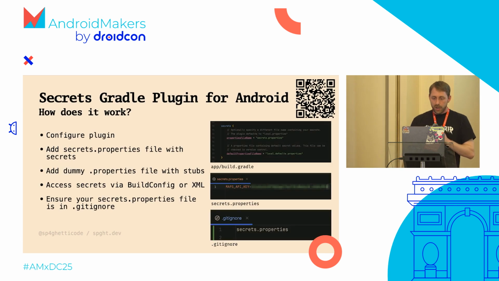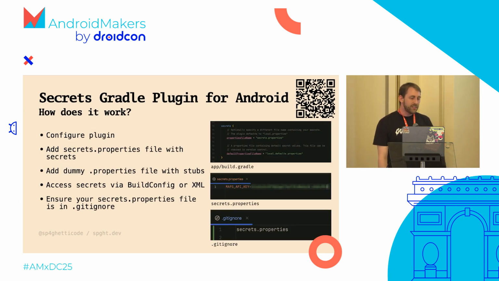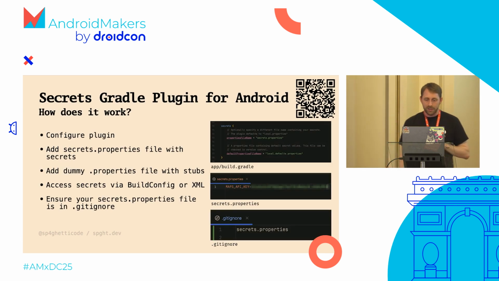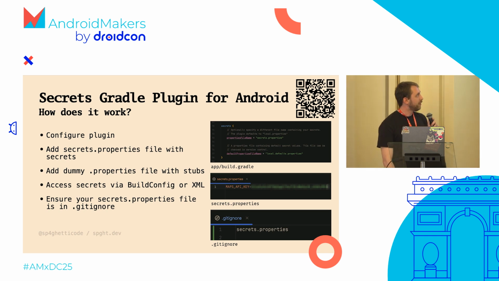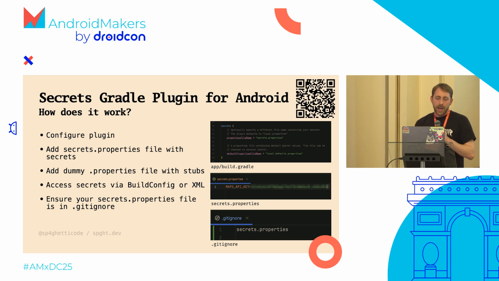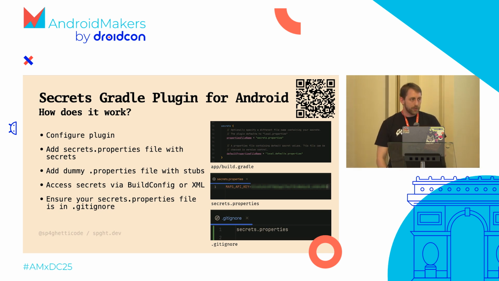The very first one, hopefully some of you have seen this before, is the Secrets Gradle plugin for Android. Yes, it is an official Gradle plugin, and what this allows you to do is configure a secrets.properties file within your code base, which will then, at compile time, take that secrets properties file and bundle it into the application.